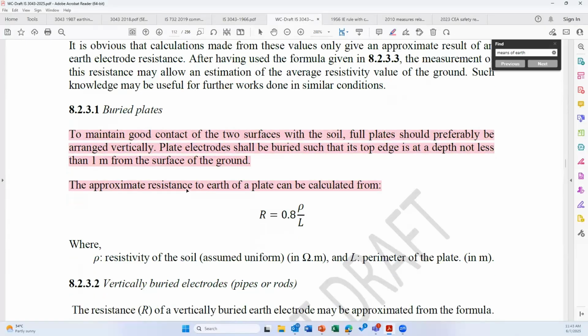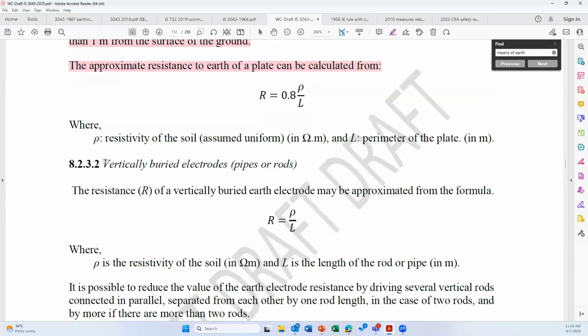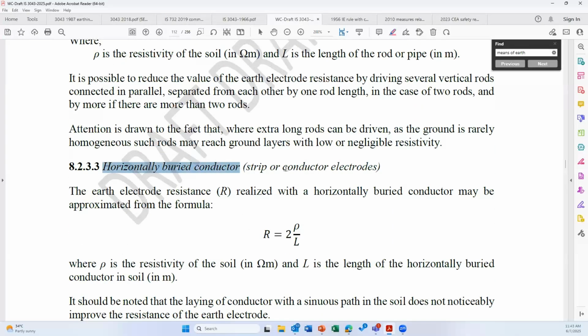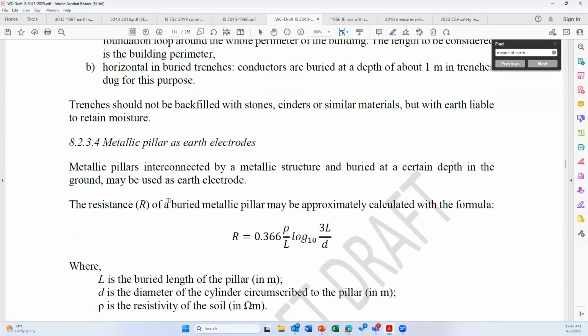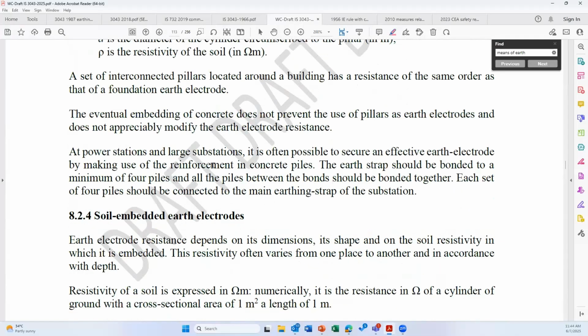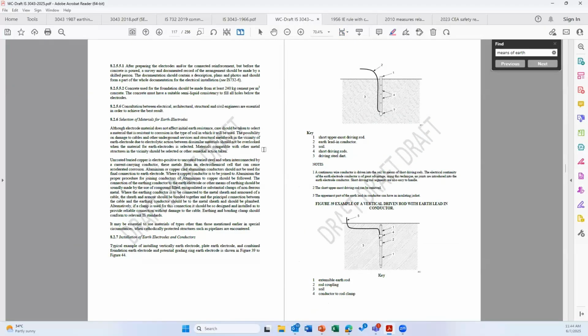You can see here, in case of a buried plate, how to calculate the earth electrode resistance. In case of a vertically buried electrode rod, how to calculate the earth electrode resistance. In case of a horizontally buried conductor, how to calculate the earth electrode resistance. And metallic pillars as earth electrode, how to calculate. So basically, these are new calculations, but please note that I will not say these are new calculations. These are improved calculations or simplified calculations made.